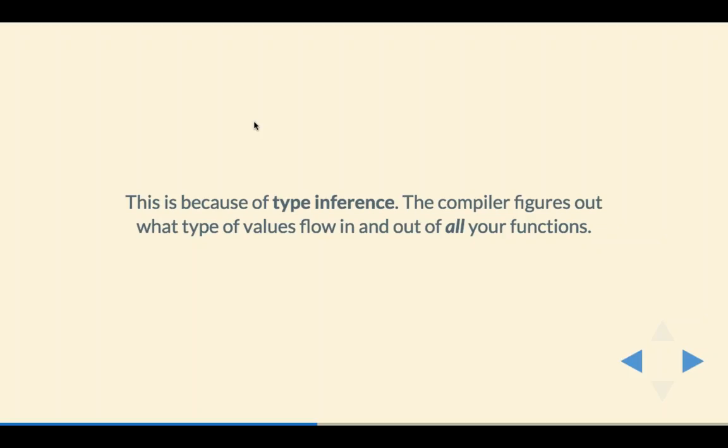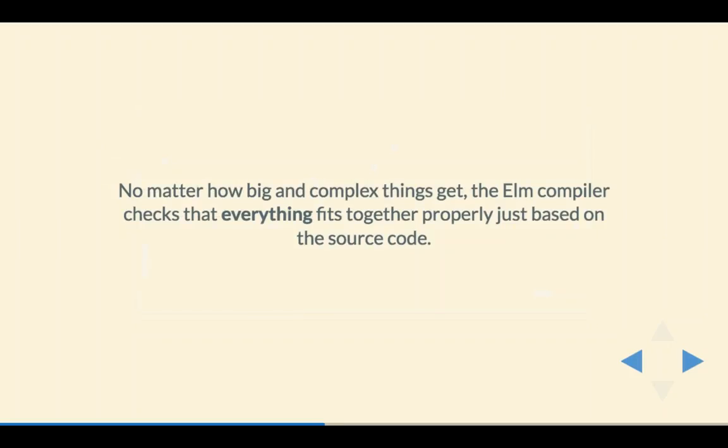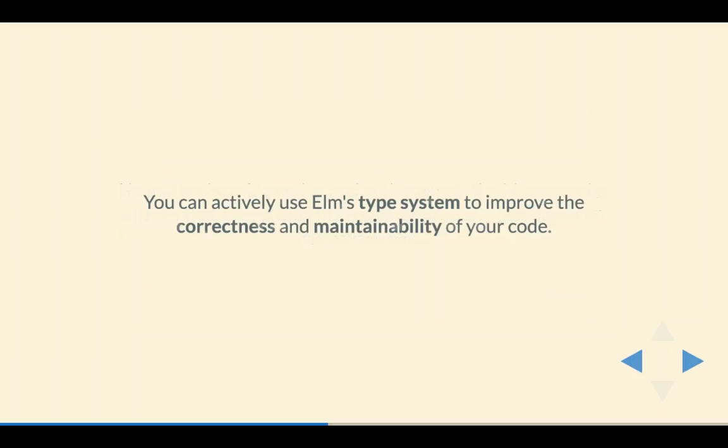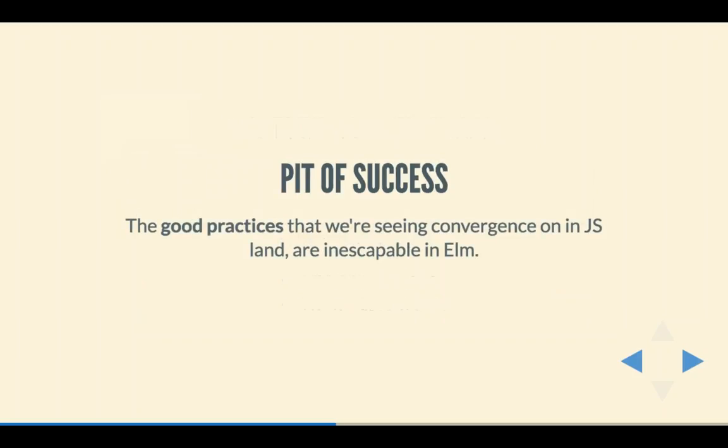But because of type inference, the compiler figures out what flows in and out of all your functions, even if you don't add the type declarations. But there's a lot of really valid reasons to add the type declarations for people that are reading your code more than anything else. So as you know, you get these errors if you give Elm the wrong types. No matter how big and complex things get, it checks that everything fits together based on just your source code. And you can actively use this type system to improve the correctness and maintainability of your code. So I'm going to put some type annotations. Oh, no, I think we did that.